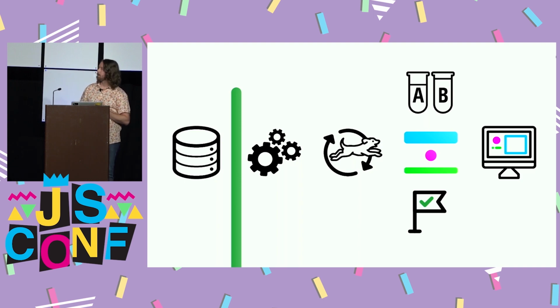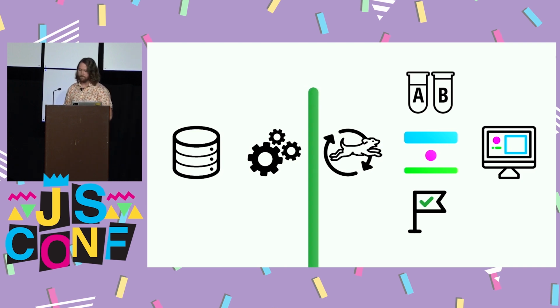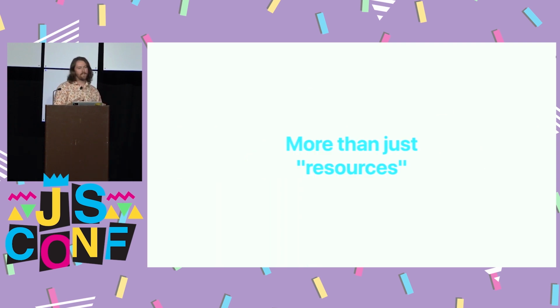So let's move this line over a bit to here. In this approach, you're exposing business logic in your API. And this is a really common approach for product companies. You're still exposing the resources of your data store, but you're also exposing operations upon that data. It's more than just resources or entities that you're exposing.